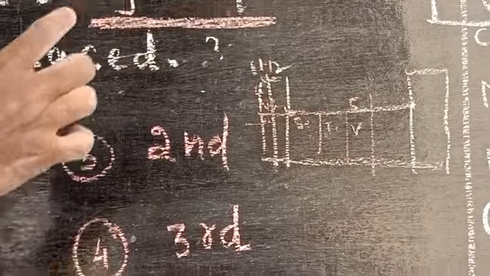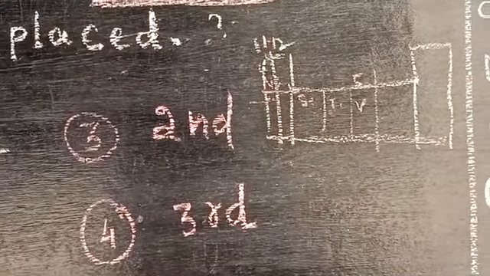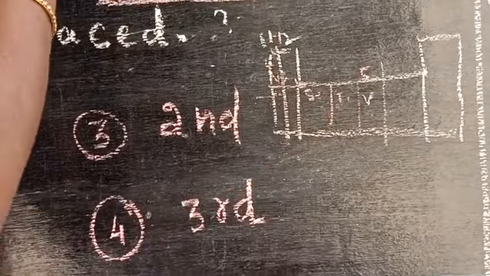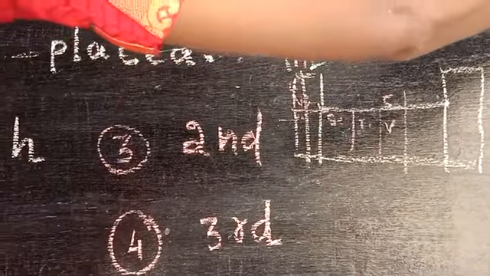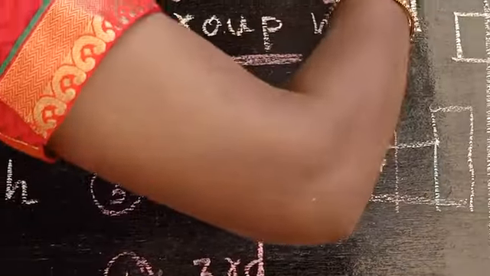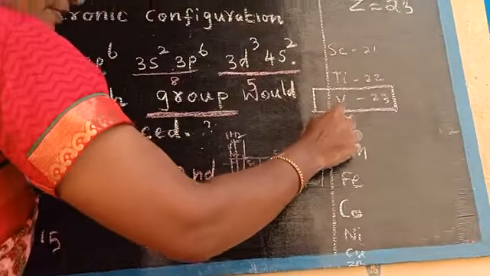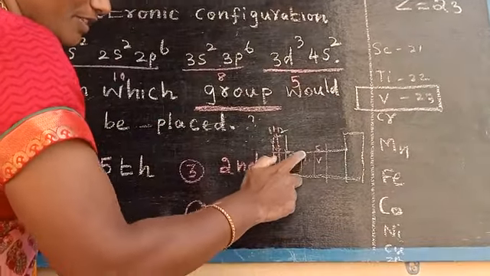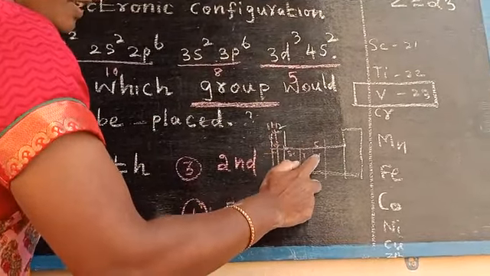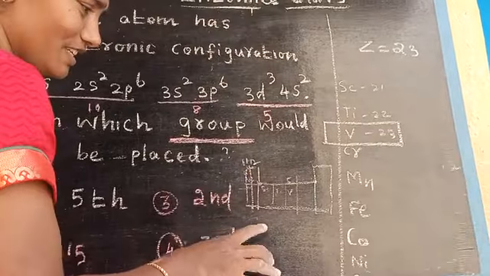Okay, so now the question here is only about the group. For vanadium, from its electronic configuration, first find out the atomic number, so that we select the relevant element. Next, draw the periodic table and find the position in the group as well as the period.